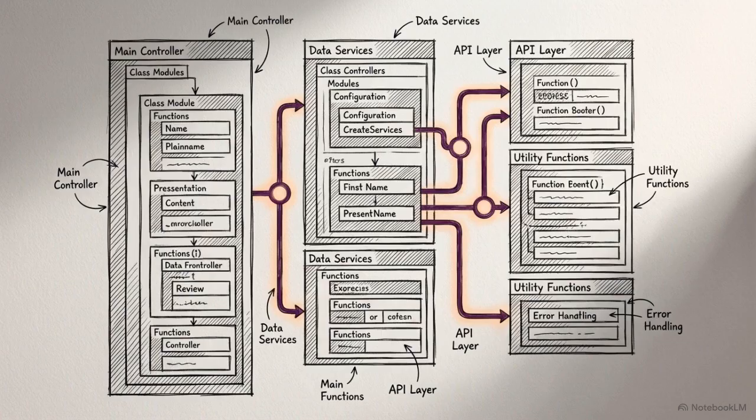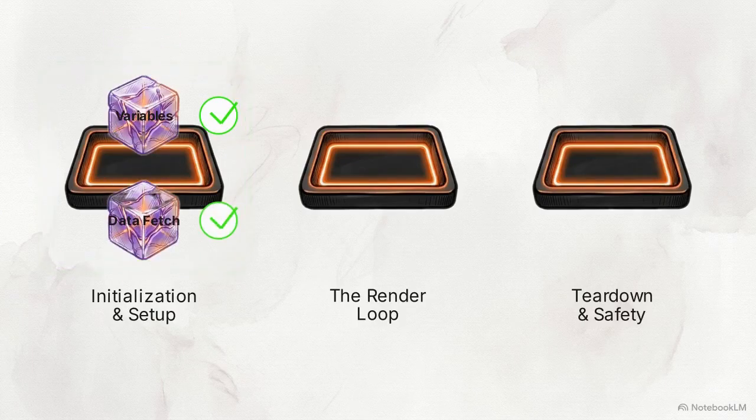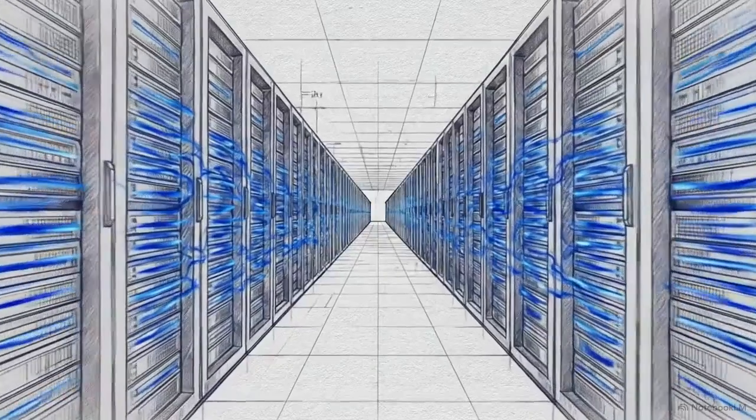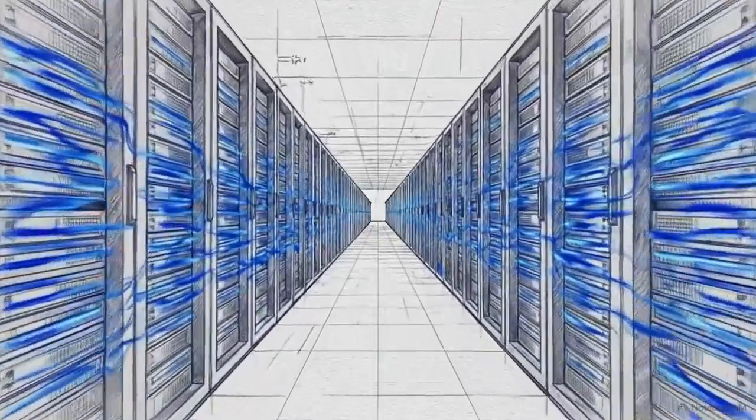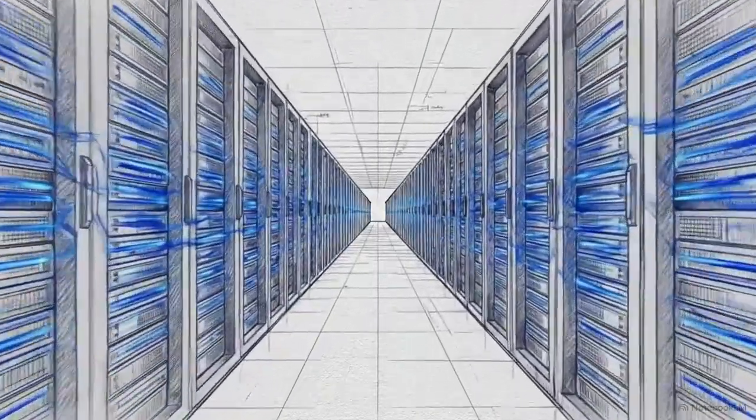Successful LWC engineering is purely a matter of architectural discipline. Every operation, from initializing variables to fetching data, must be placed strictly within its designated, framework-approved zone. Respecting the deterministic nature of these lifecycle boundaries ensures component stability and prevents critical resource leaks as your applications scale.